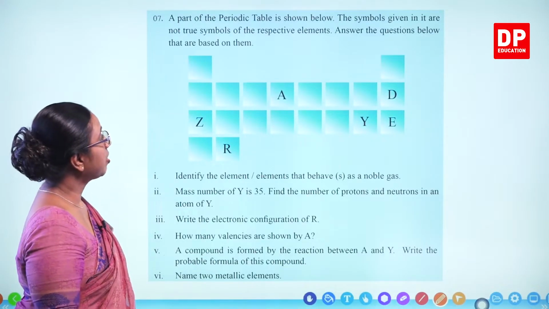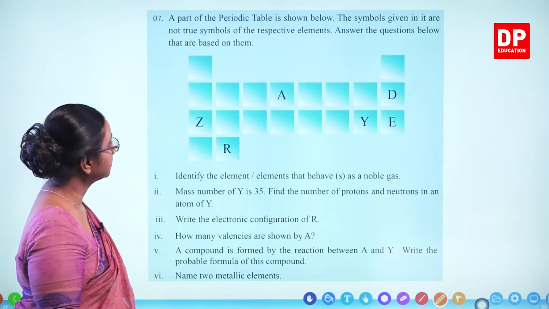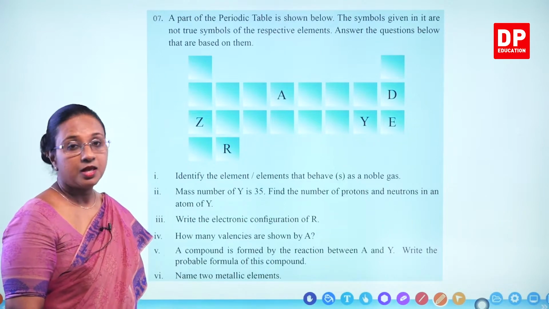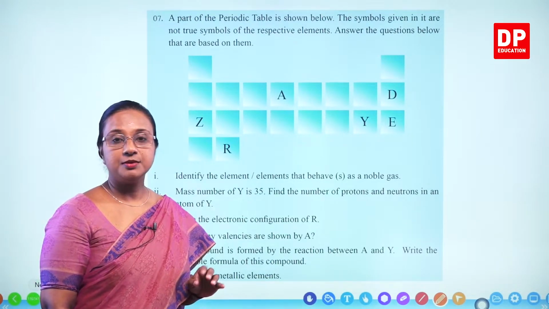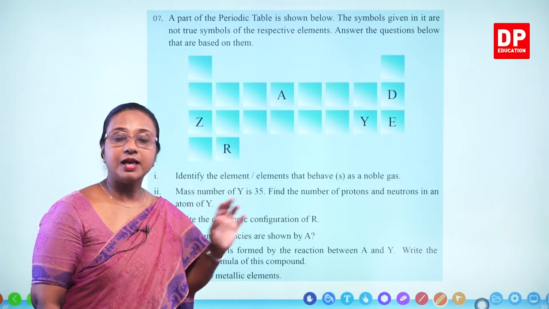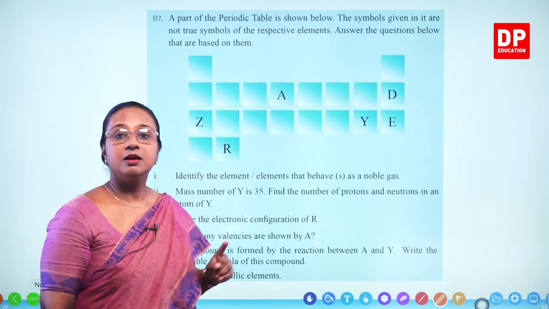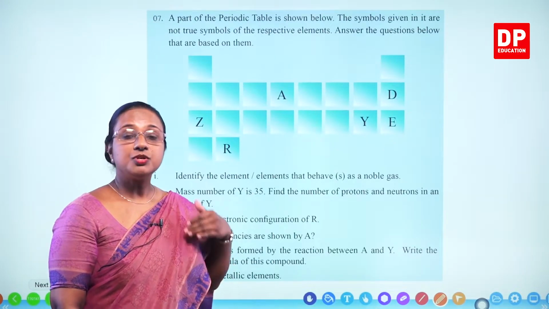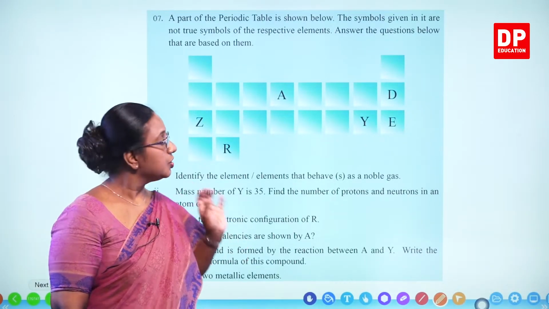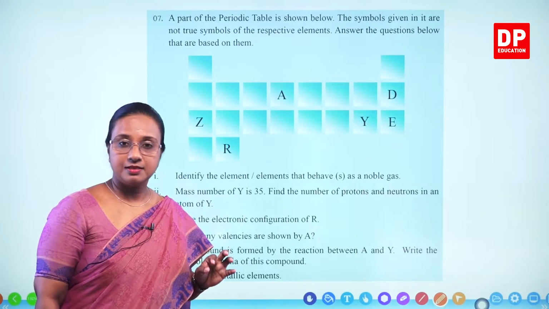A part of the periodic table is shown below. The symbols given in it are not true symbols of the respective elements. Answer the questions below that are based on them. So when you get a question like this, students, first you have to relate these symbols to the correct elements. For example, if we take A, you can see it is in group 4, period 2. So you can identify the element as carbon.